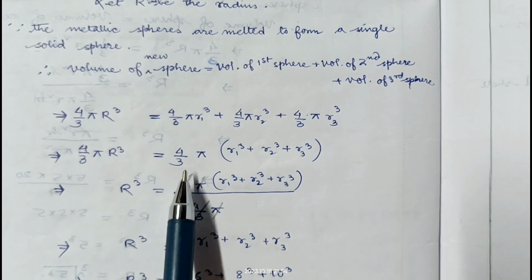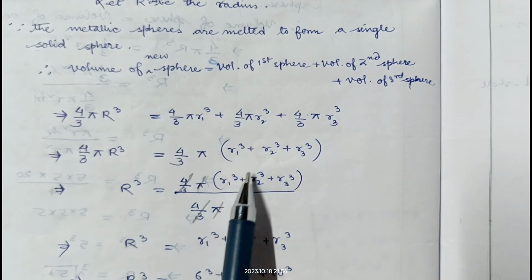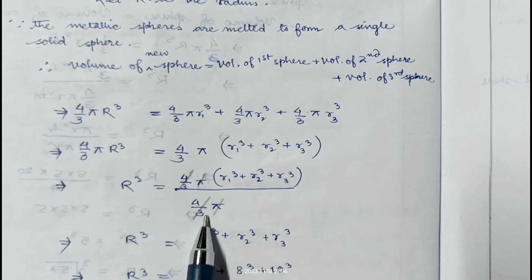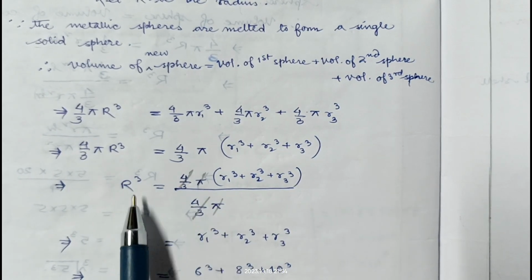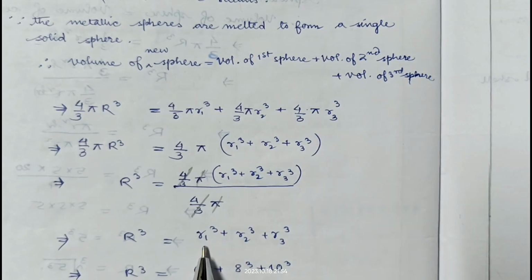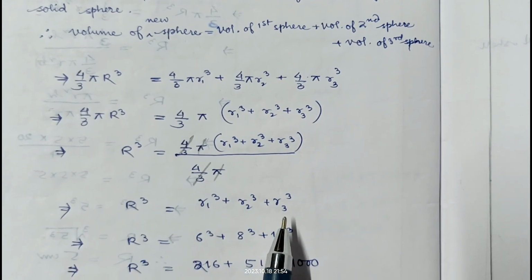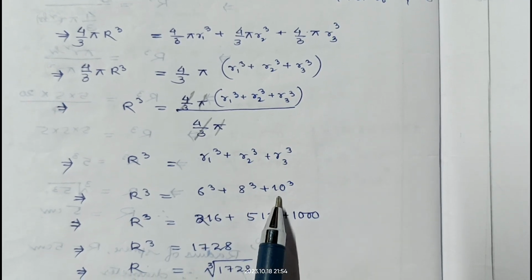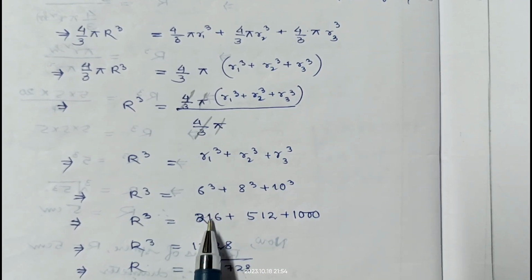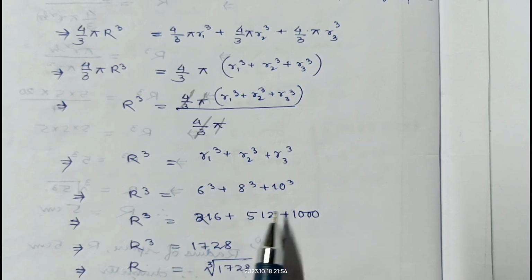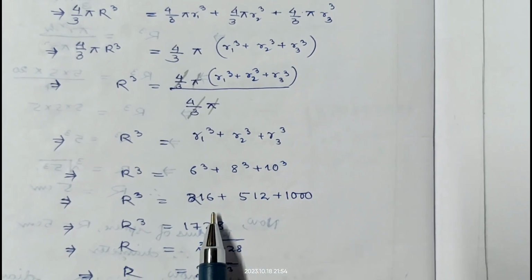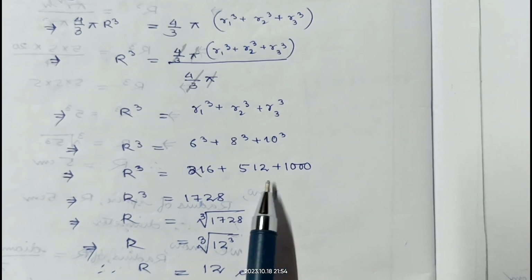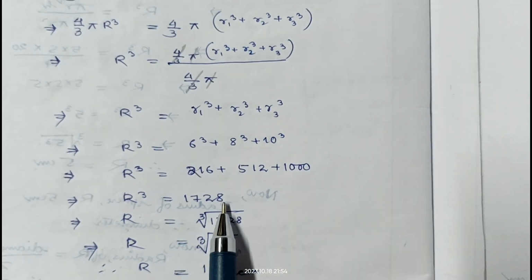So R cube equals 4 by 3 pi times r1 cube plus r2 cube plus r3 cube, divided by 4 by 3 pi. These two will cancel. So we are left with R cube equals r1 cube plus r2 cube plus r3 cube. These three values are given, which is 6, 8 and 10. So we got R cube equals 6 cube plus 8 cube plus 10 cube. 6 cube will give 216, 8 cube will give 512 and 10 cube is 1000. So after adding it will be 1728.